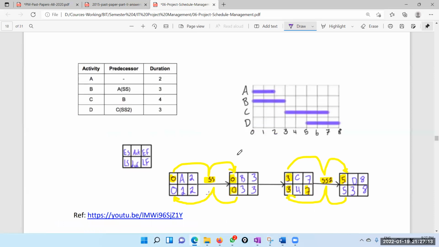Right. Assume that this is our task. A, B, C, D. A, no predecessor. It takes 2 days. I can draw like that. Okay. I can draw like that. Right. B, 3 days. But start to start with A.